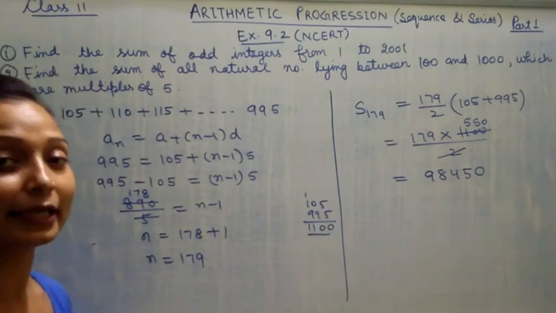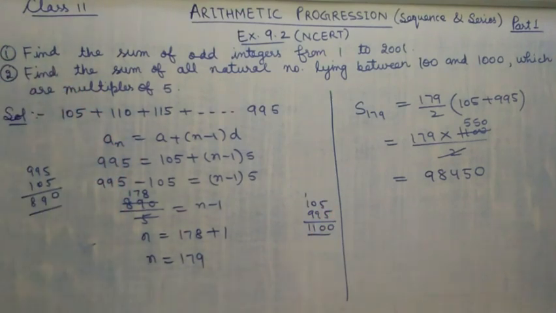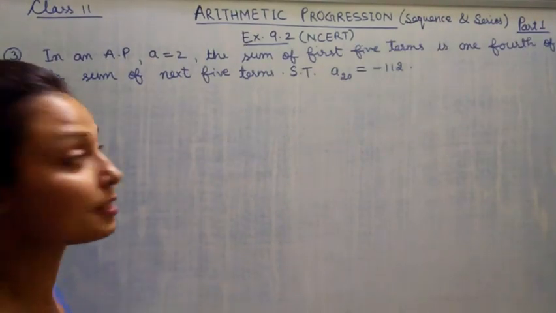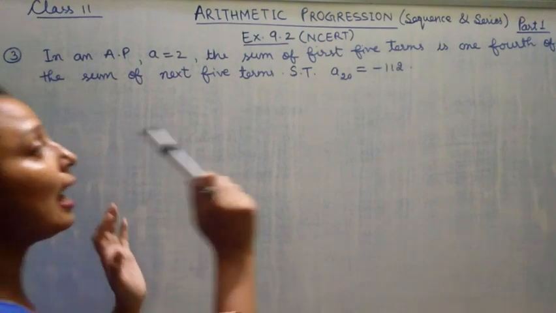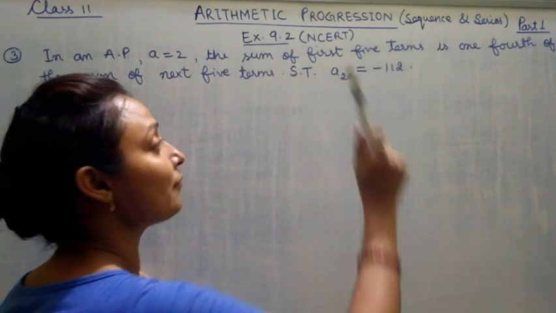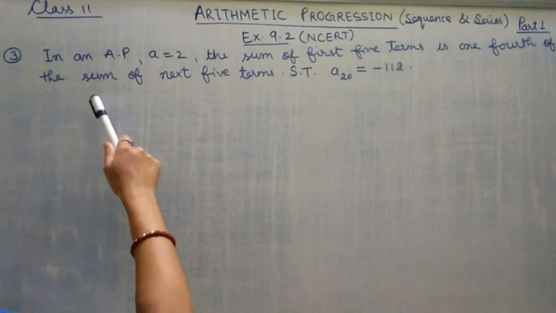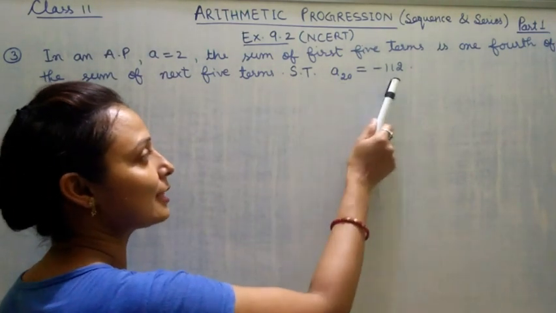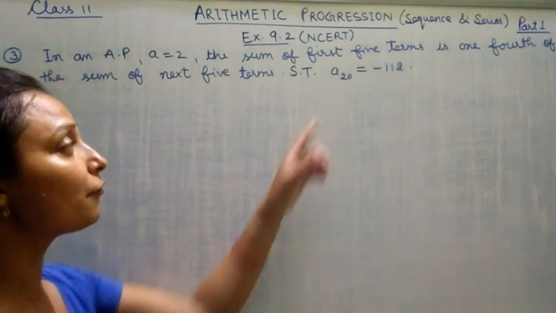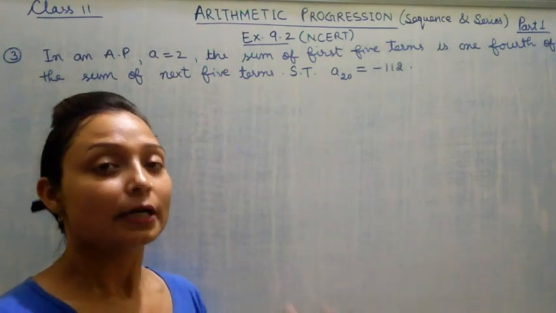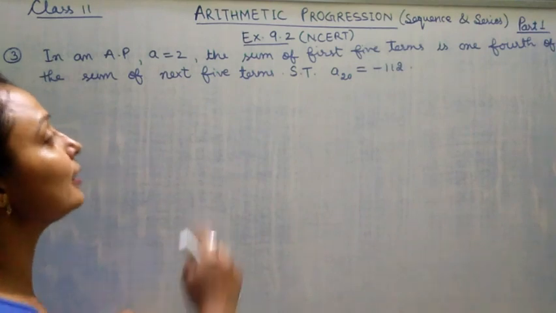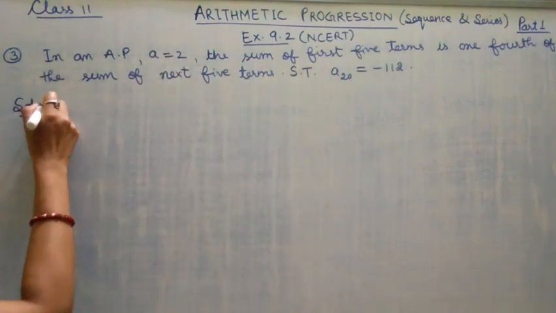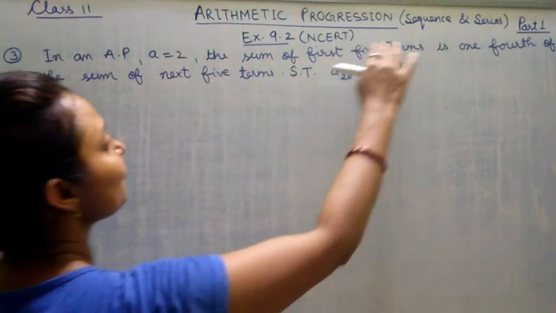Okay, now come to the next question. Also very simple. I have written down the third question, in which the first term is given as 2 and the question says that the sum of the first 5 terms is 1/4 of the sum of the next 5 terms, and you have to show that a20 is equal to minus 112. For finding a20 we want d. For finding d, a is also given. We have to use the given criteria, the sum of the first 5 terms.